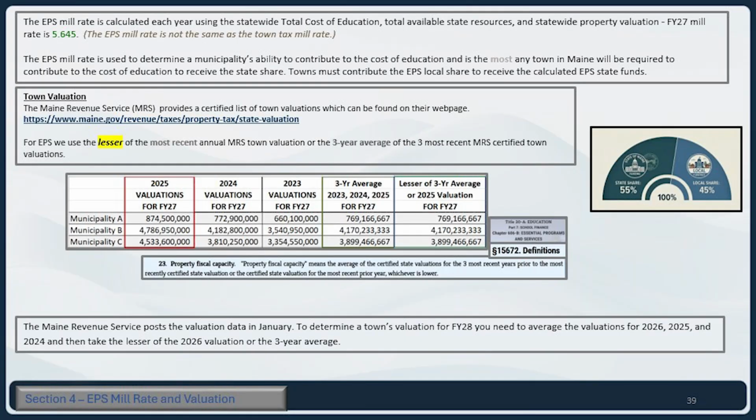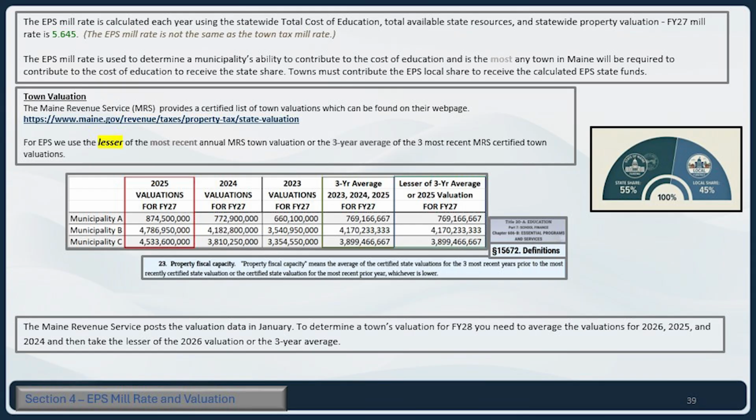To do that, we use a mill rate, and this EPS mill rate is for EPS only, has nothing to do with your town tax mill rate. This mill rate is the mill rate needed to cover the cost of the 45% of the total cost of education. So we have the total cost of education, we remove the state share of 55%, and then that 45% local share. What is the lowest mill rate we need in order to make sure that that share is 45%? In addition to the mill rate, we use your town valuation.